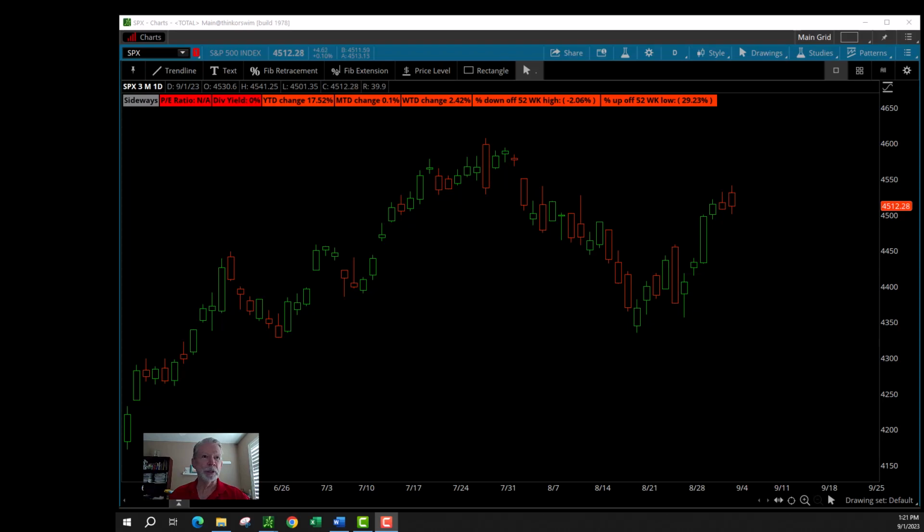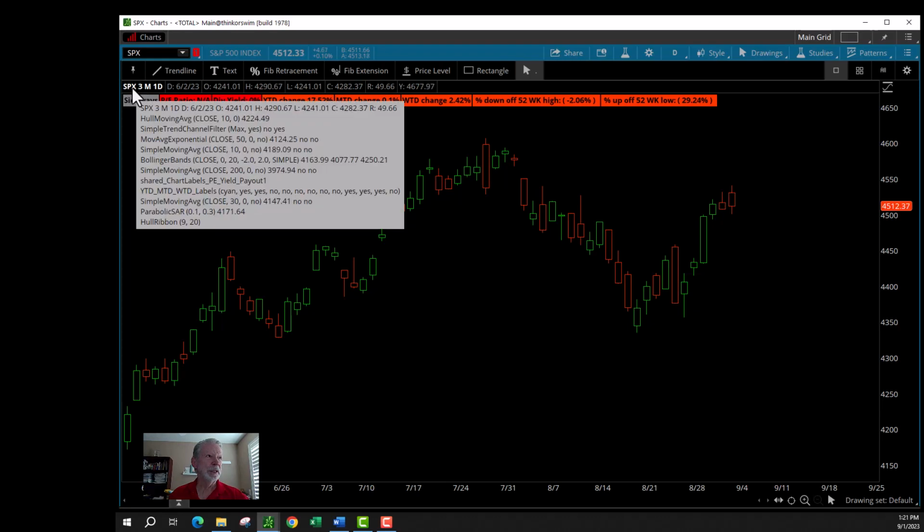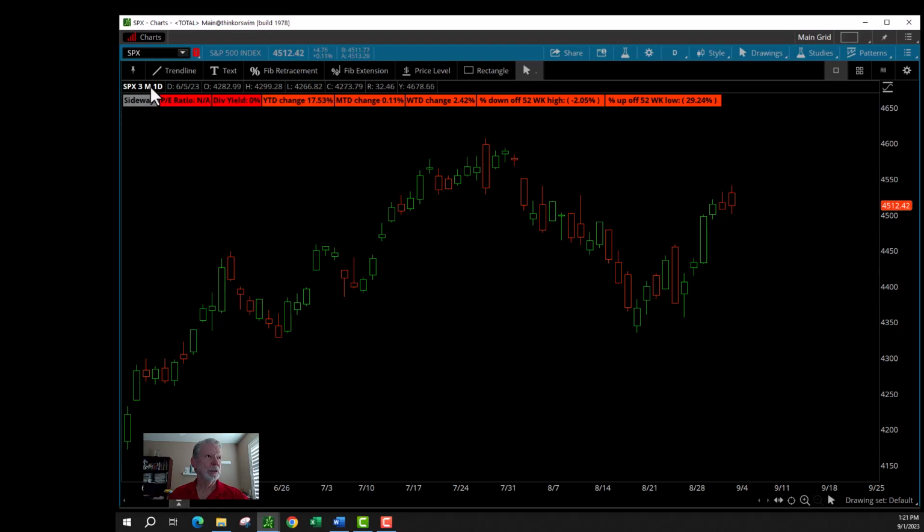So, what makes up a chart? First of all, let's take a look at the S&P 500. Here I've entered in the top left corner the symbol for the S&P 500 index. And just below that is the symbol S&P 500, the 3-month, 1-day time frame.